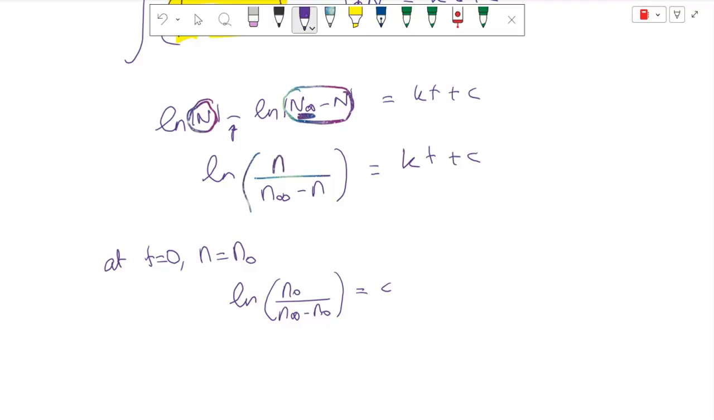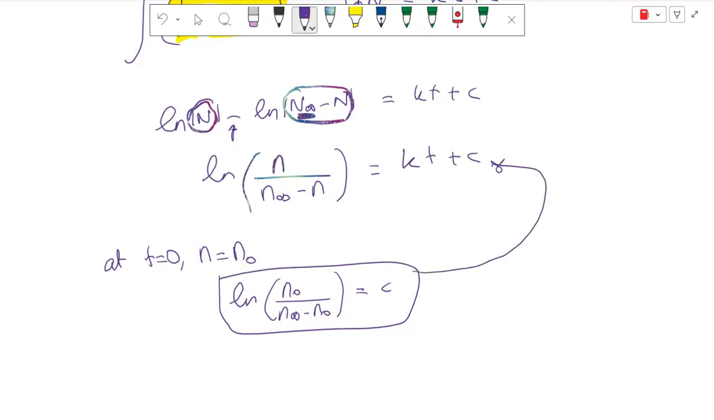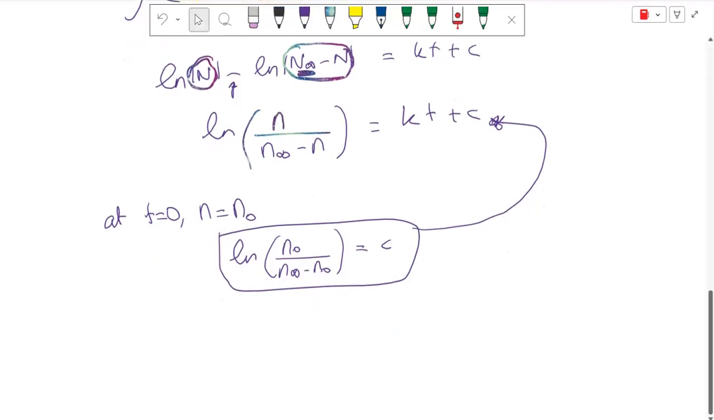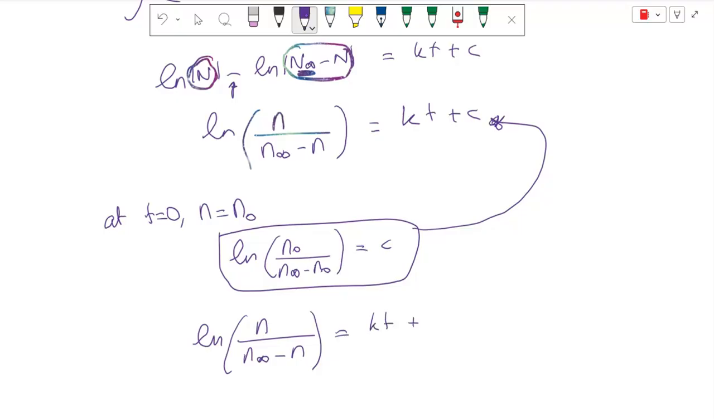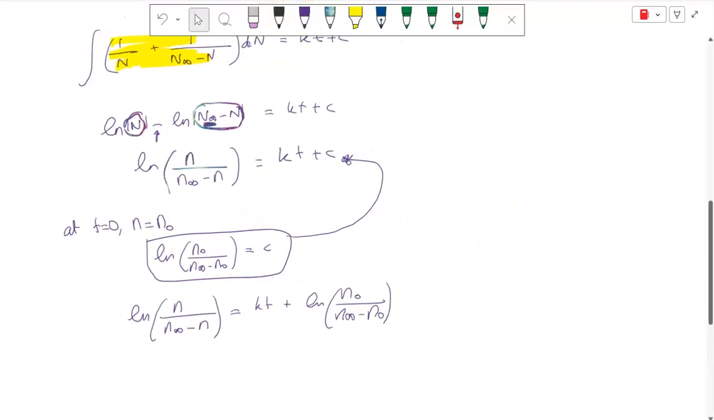Right, now we're going to put all of that together. We're going to take this, we're going to put it into here, and then we're going to make N the subject. Obviously there are different ways to go here, but I just did this and it worked out pretty quickly. So that's putting in my constant.